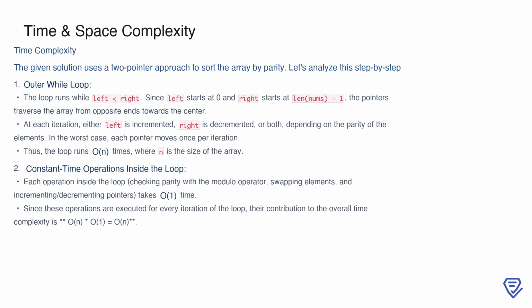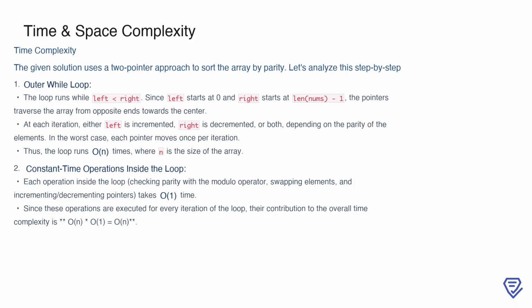The time complexity of this solution can be broken down by examining the two-pointer approach in detail. Starting with the outer while loop, the condition ensures that the loop continues as long as the left pointer is less than the right pointer. Since these pointers begin at opposite ends of the array, they traverse toward the center. In the worst-case scenario, each pointer moves one step per iteration, which means the loop will execute at most n times, where n is the size of the array.